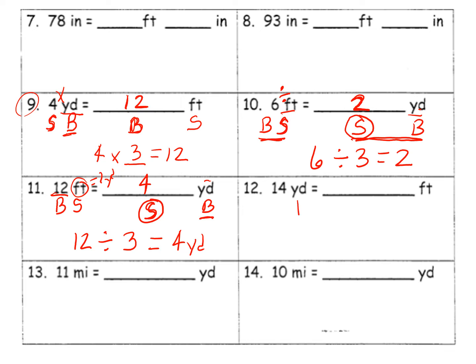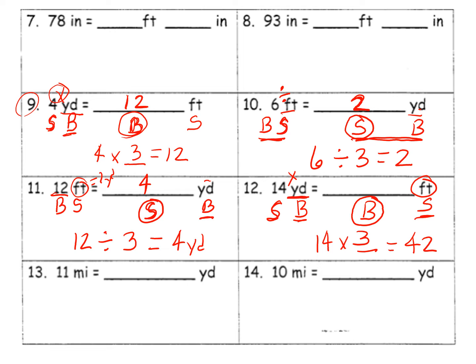Okay? Yards are big, feet are small. I have an S, I need a B. I have a B, I need an S. So I'm looking for a big number. Again, how do I make a number big? We multiply. So 14 times what? How many feet are in 1 yard? The answer is 3. So 14 times 3 is 42. So 42 feet equal 14 yards.